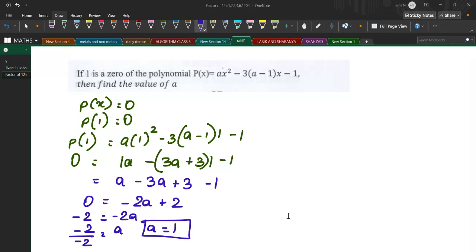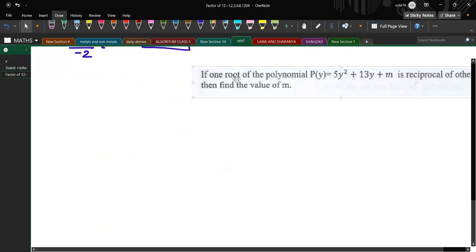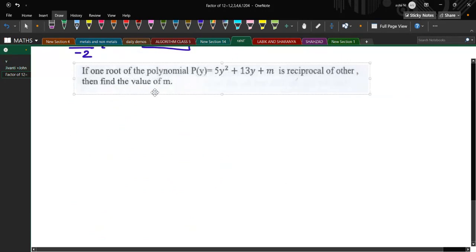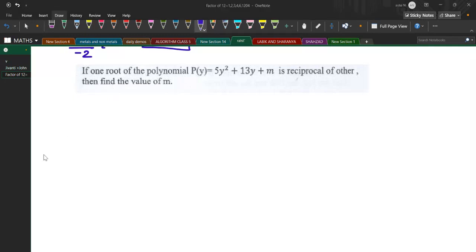Or is confusing. Chalo. Let's see the OR question, which is with the same question. This is again 2 marks, but we need to think. If one root of the polynomial p(y) equal to 5y square plus 13y plus m is reciprocal of the other. Reciprocal is numerator will become denominator, denominator will become numerator. Then find the value of m. 5y square plus 13y plus m.